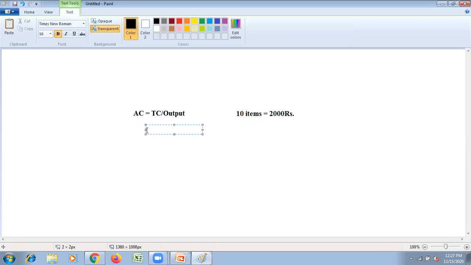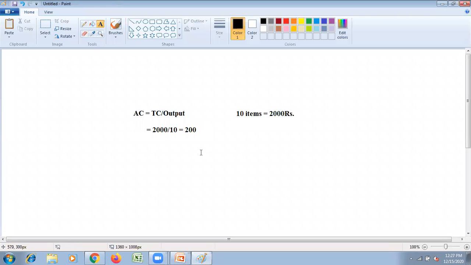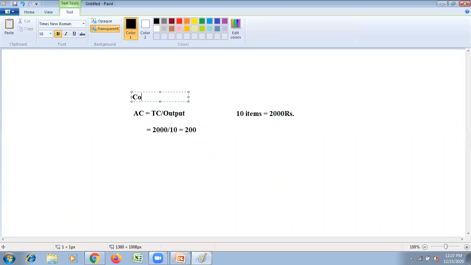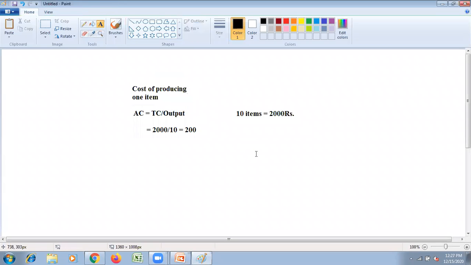So it will be easier ना, using the same values. Total cost is 2000, it's written there, divided by output, which is 10. So we will get the answer easily. The answer will be 200. The average cost is 200. Cost of producing one item is 200. producing one item जो है वो आपकी 200 आ जाएगी. इस तरह से ये एवरेज कॉस्ट है.